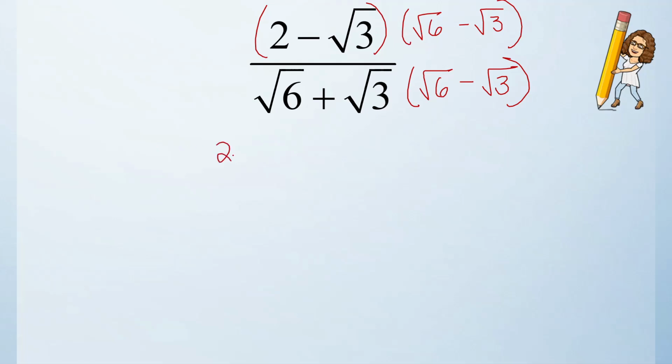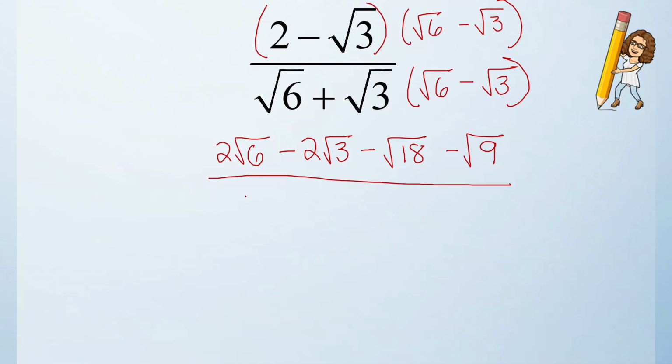We're going to get 2 square root of 6 minus 2 square root of 3 minus square root of 18 minus square root of 9. I'm just going to keep that the way it is for right now. Bottom, I'm going to get square root of 36 minus square root of 18 plus the square root of 18 minus the square root of 9. Notice that denominator simplifies. Those guys can cancel out. They're the exact same thing. Square root of 36 is 6. Square root of 9 is 3. So I have 6 minus 3.